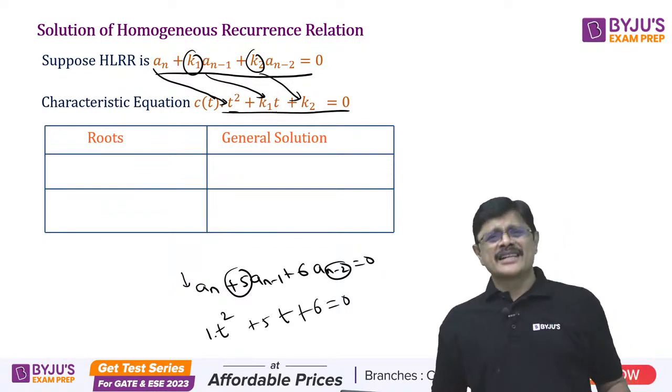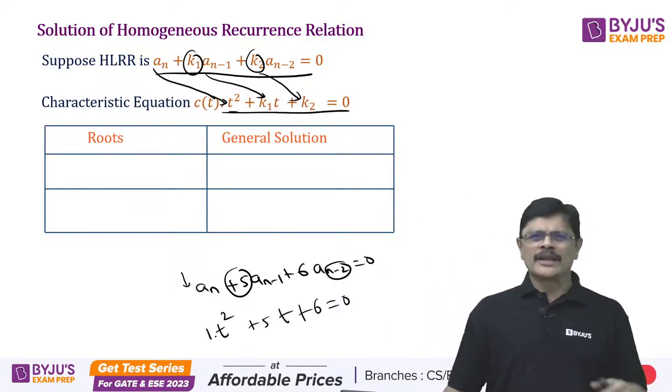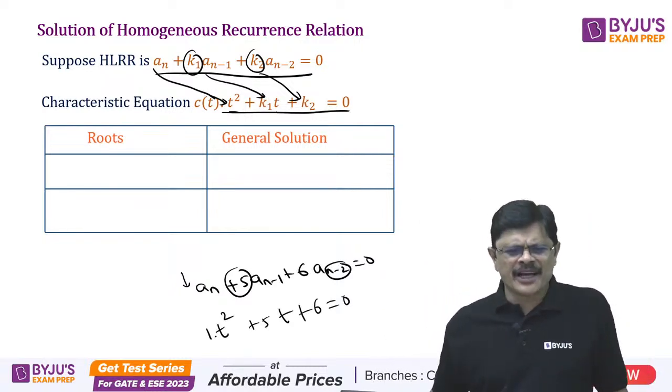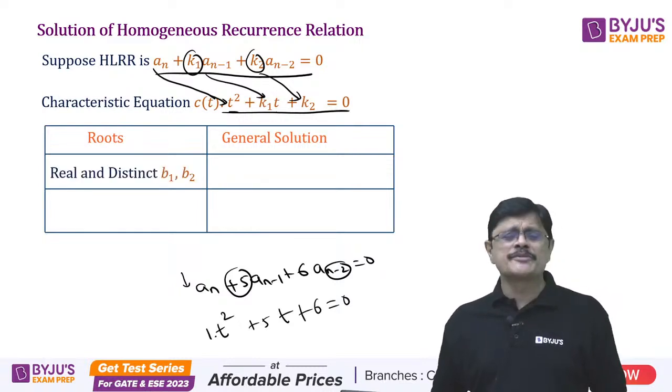Yes. See, people confuse the substitution and iteration methods, sir. Some people call the iteration method itself the substitution method. I am calling them separately, my friend. Nothing more than that. So sometimes the roots may be real and distinct.